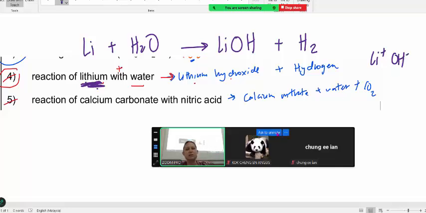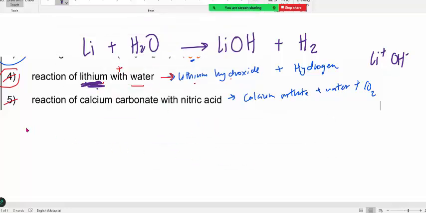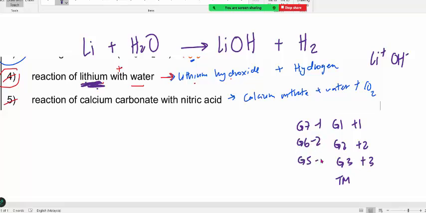My list, you cannot disappear, you know. Remember the list or not? Group 1, all positive 1. Group 2, all positive 2. Group 3, all positive 3. Then the transition metals go according to the list. And then group 7, negative 1. Group 6, negative 2. Group 5, negative 3.